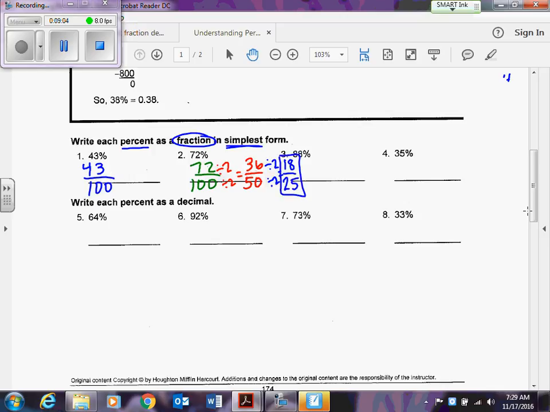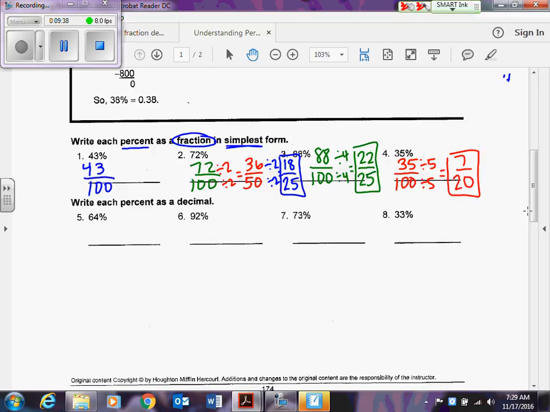Okay? Number 3, we have 88%. Well, that's going to be 88 out of 100. I know that 88 can be divided by 4, so I'm going to start there. Divide by 4, divide by 4. It gives me 22 over 25, and that's going to be my answer for that one. And then on number 4, 35% is 35 out of 100, and I'm going to simplify by 5. 35 divided by 5 is 7, and 100 divided by 5 is 20, so that's my final answer there.